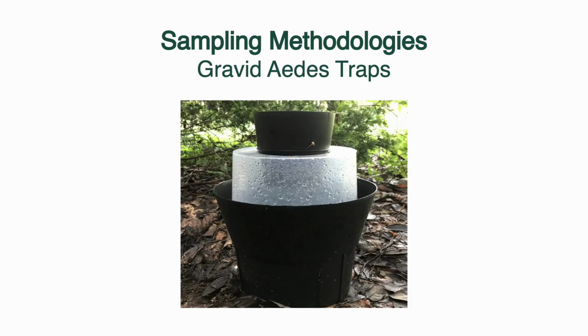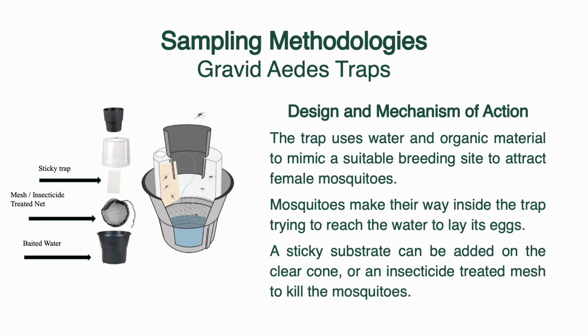The gravid Aedes traps target ovipositing female Aedes by exploiting their natural egg-laying behavior. Females enter the trap sensing nutrient-rich infused water in the lower chamber to lay their eggs. However, a mesh barrier prevents egg deposition on the water surface, and the females are trapped within the middle chamber. Collectors can apply a sticky substrate in the middle chamber or use an insecticide-treated mesh to immobilize mosquitoes, breaking the life cycle of the mosquito.